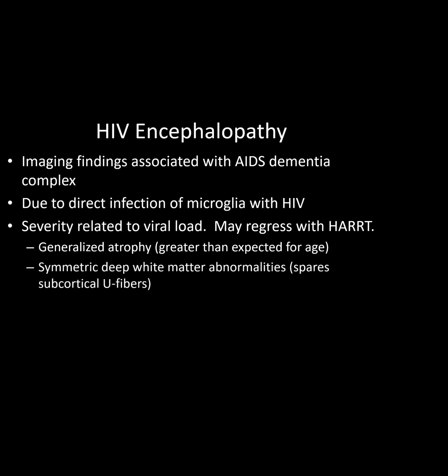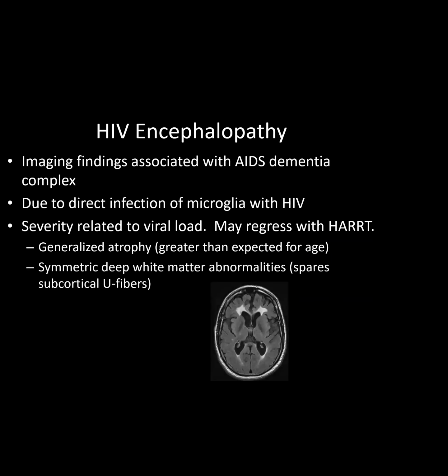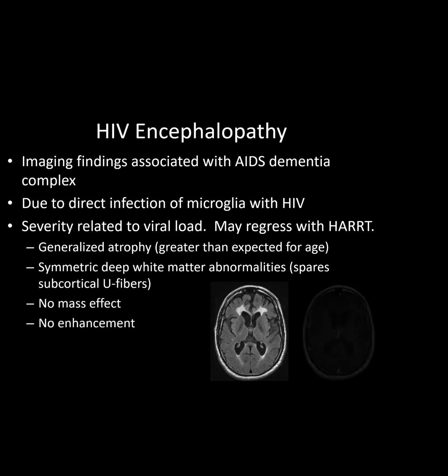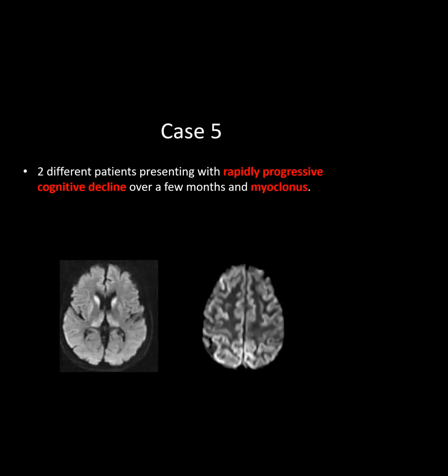I'm just going to go through this quickly. HIV encephalopathy is from direct infection of the microglia of your brain with HIV. The higher your viral load, and if you actually have AIDS, the worse it's going to be, obviously. And I've seen some cases where it looked reversible, where the patient's viral load went down and they were treated, and the white matter abnormality got a little bit better, and it should not enhance.